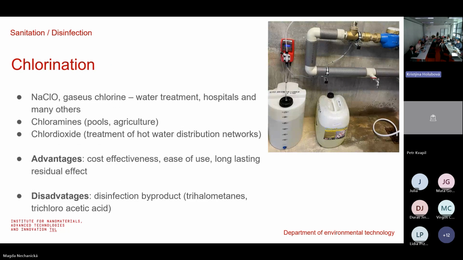Regarding chlorination, the main advantage is that it is very easy to apply. It's very cheap. The most important disadvantage is the formation of chlorine compounds, especially like trichloroacetic acid and other chlorinated compounds. So this is applicable more for clean water, which is not contaminated by organic compounds.